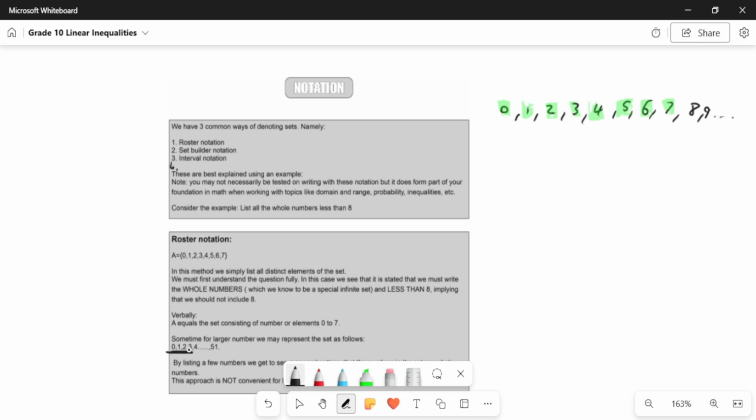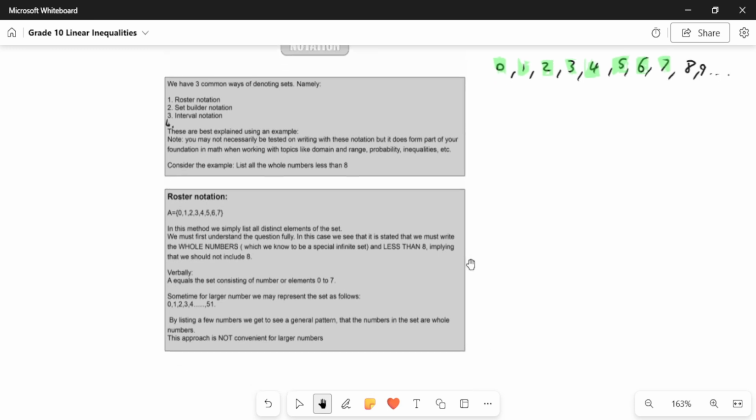So the first few numbers define a pattern. It shows you what the pattern is. The dots skip all of the other numbers, so we don't have to list them all out. And the last number tells you the upper limit, or the upper boundary, where the numbers end. By listing a few numbers, we see a general pattern that the numbers in the set are whole numbers. This approach is not convenient for large numbers. Very important: although it is useful in certain scenarios, it cannot be useful in every scenario.